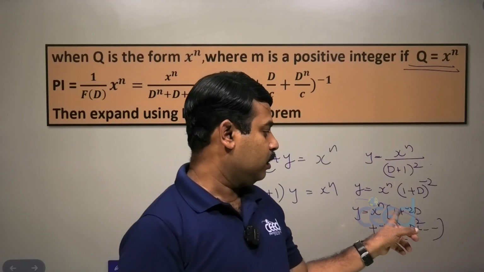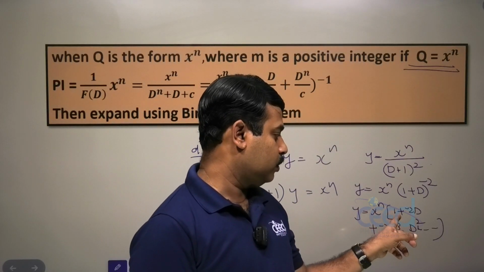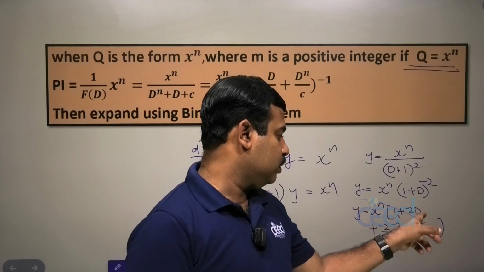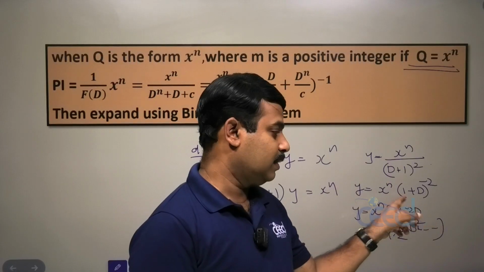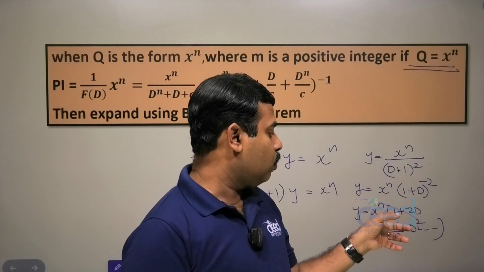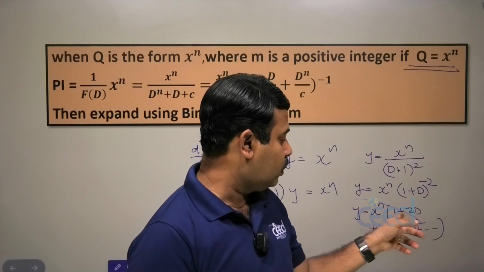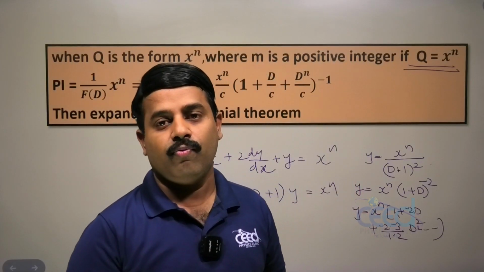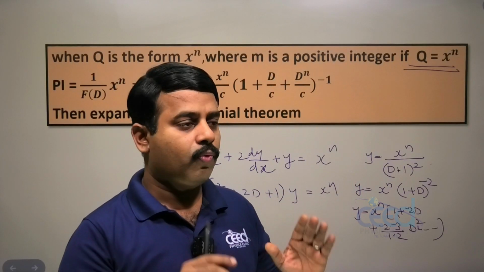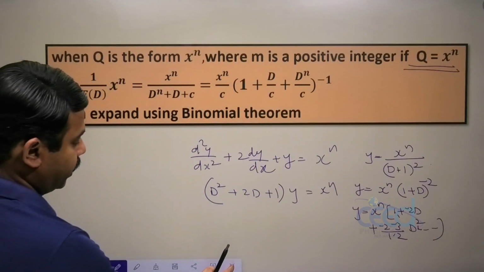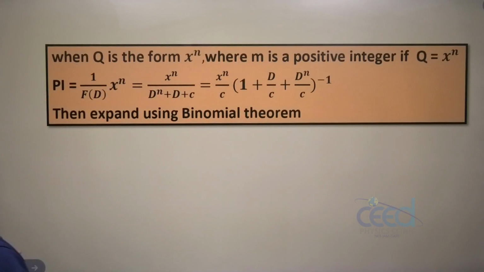Now the solution is x raised to n, plus minus 2 into the differential of x raised to n, that is n x raised to n minus 1, and then the second derivative of x raised to n. When that expansion is complete, that is the final solution. Understood? So we do one problem, then you will get a clear picture. Here we have one question.